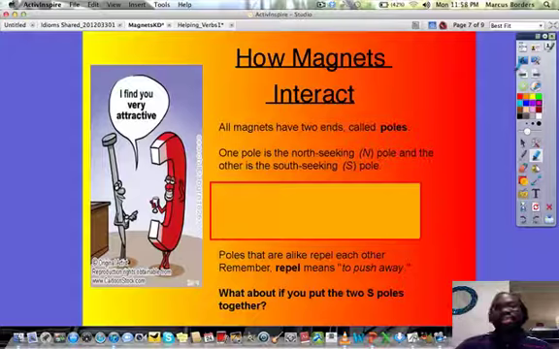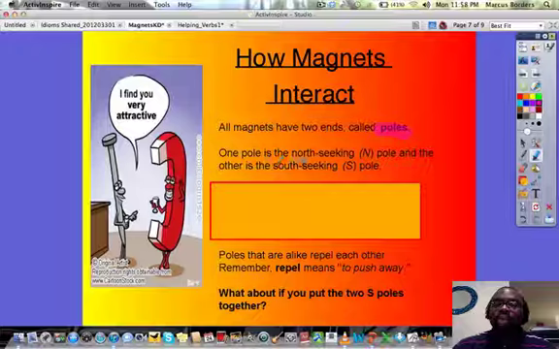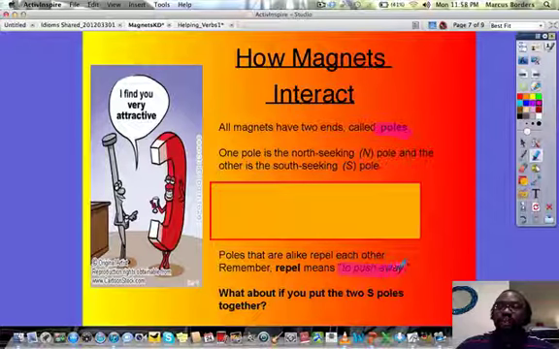Magnets interact. Take a look at this picture over here and tell me what you think. All magnets have two ends called poles, okay? One pole is the north-seeking pole and the other is the south-seeking pole. Poles that are alike repel each other. Remember, repel means to push away.